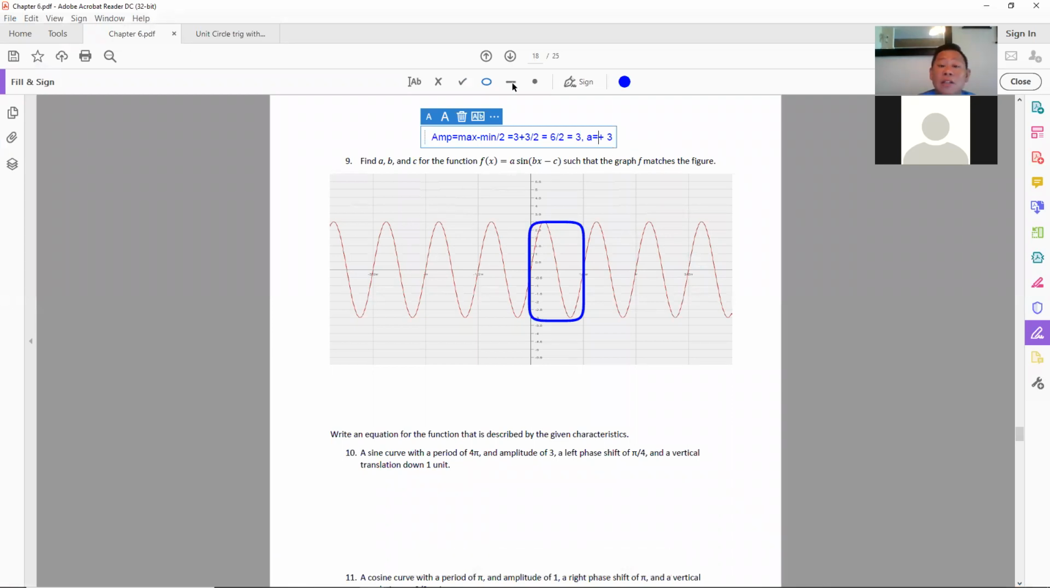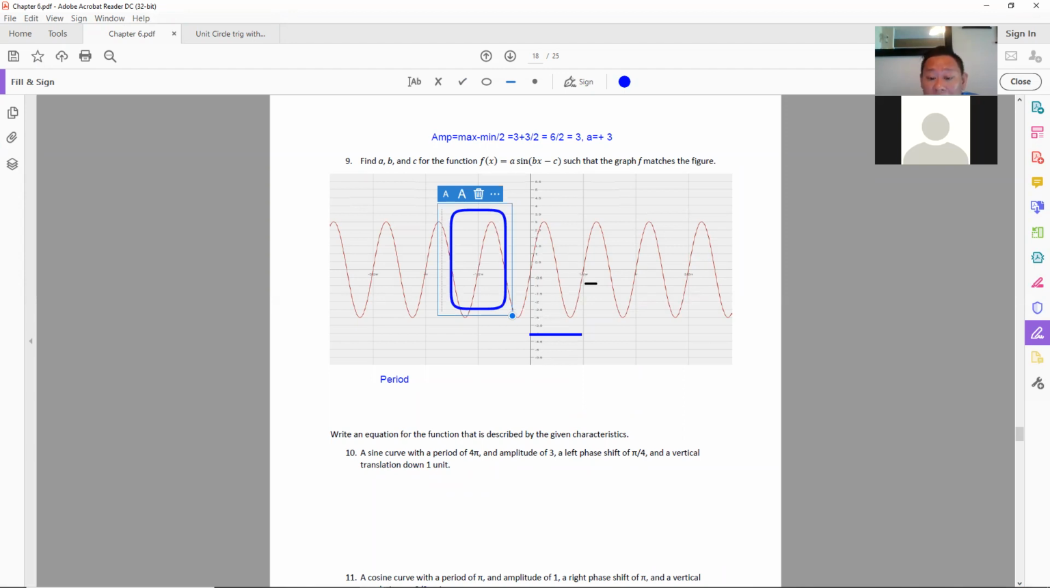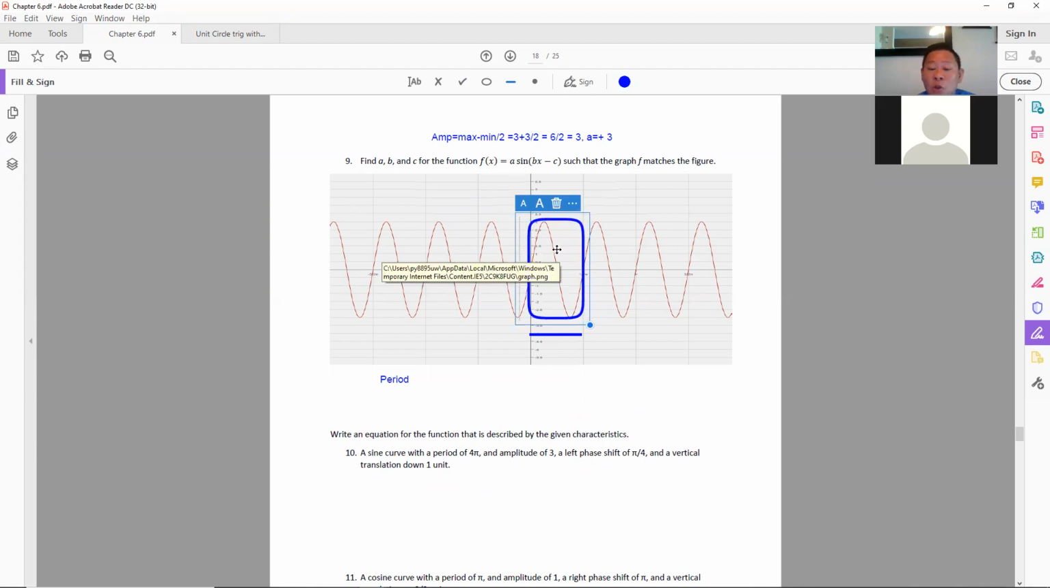Next, we need to figure out your period. In order for us to figure out your period, you look at the graph again, this blue box. We are looking at one full cycle. As you know, the period is one full cycle, and this is one full cycle. I'm going to move the box a little bit, and if I zoom in, this value is pi over 2.